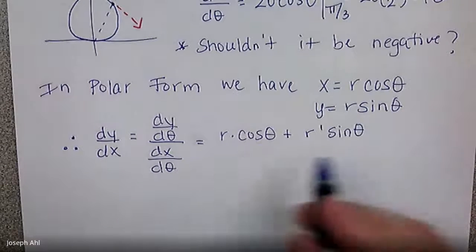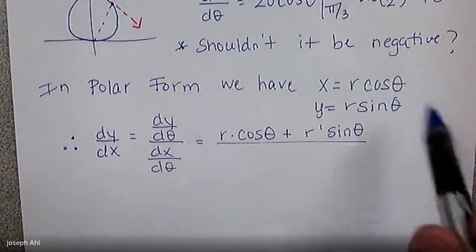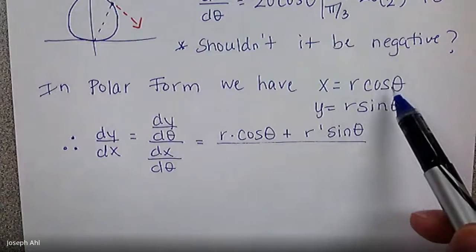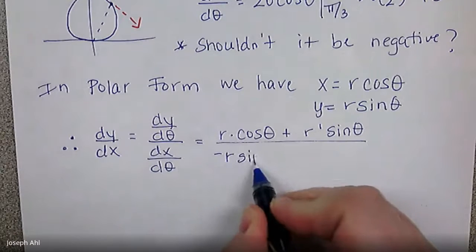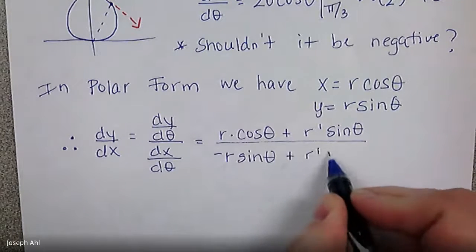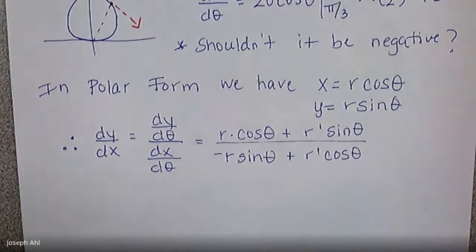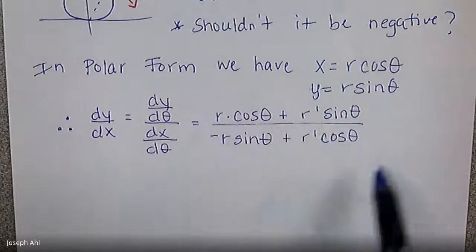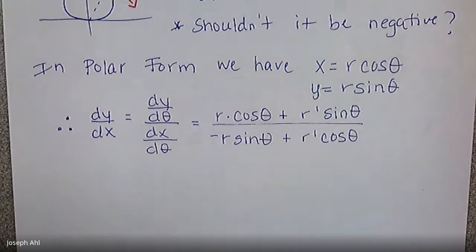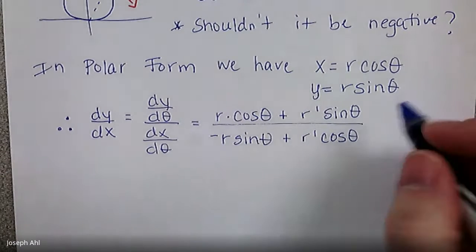sine theta. Okay, and then on the bottom, similarly, derivative of cos is negative sine, so that's going to be negative r sine theta plus r prime would get multiplied by cosine theta. Okay, and in the end, according to the product rule, this is what the general form is for the slope of a polar curve.